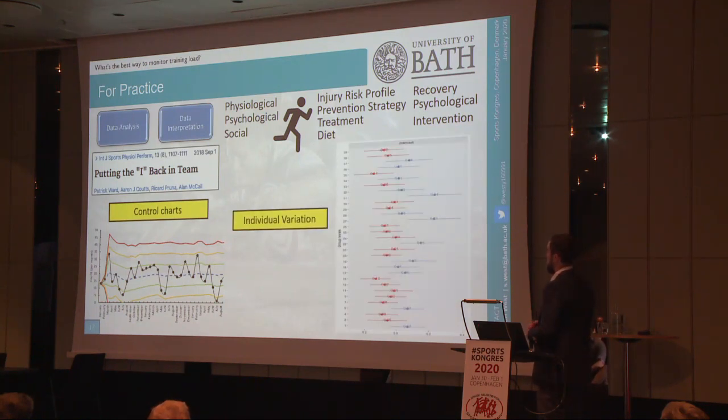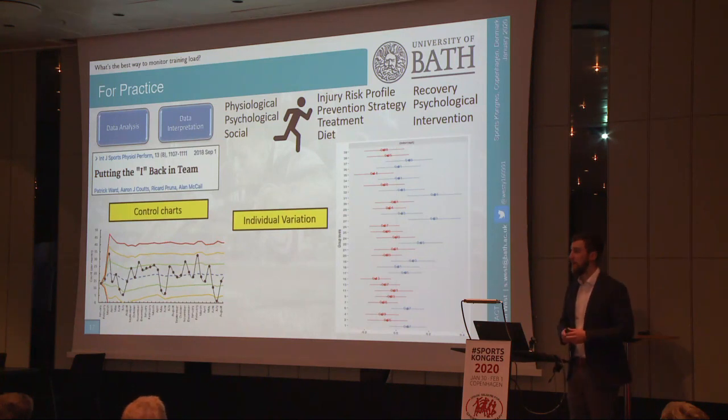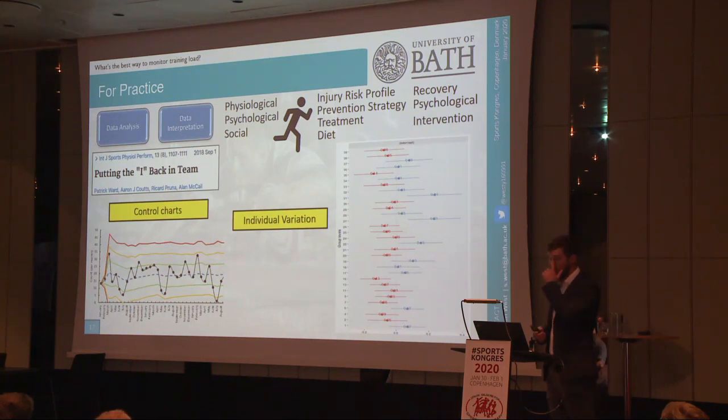The other thing is to capture that individual variation, with the likes of mixed modelling. In this case, we used mixed modelling to assess professional English rugby sevens players. We wanted to assess their heart rate variability response to a really high dose of external load, so high-speed running.